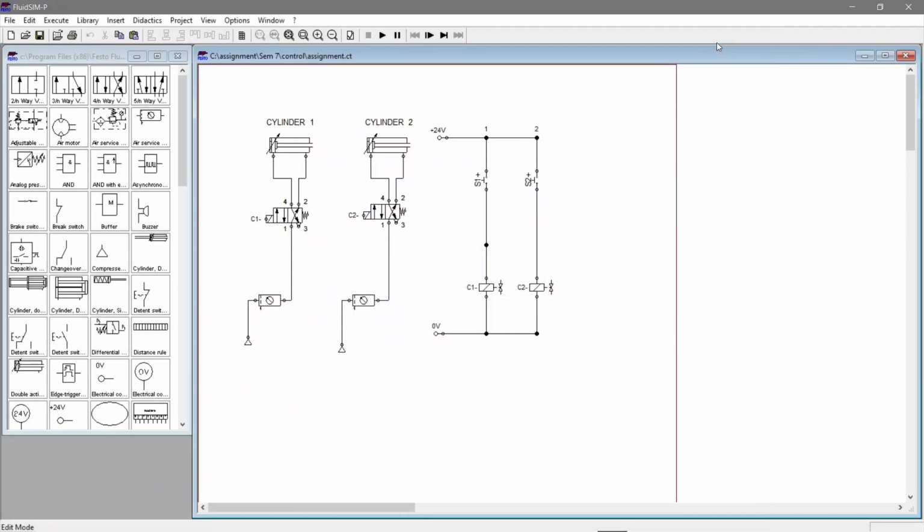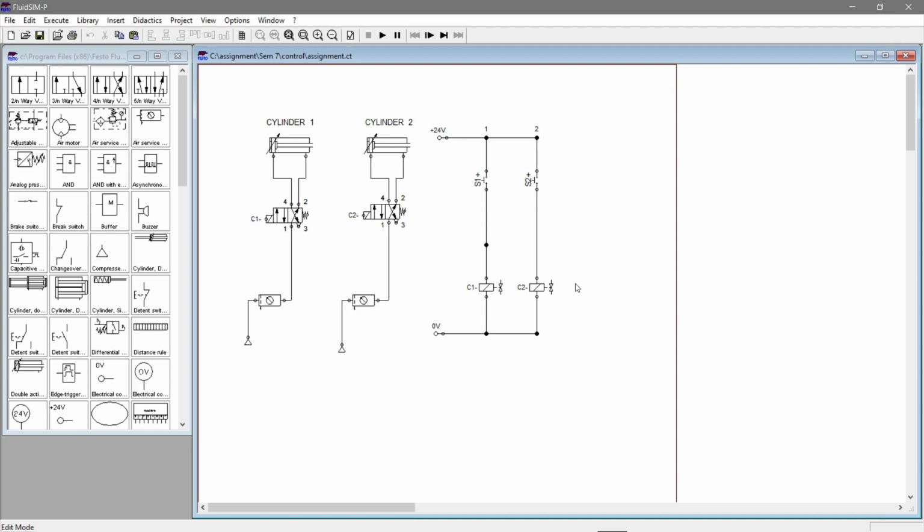Next, for the pneumatic simulation, first off we need to draw the pneumatic diagram. The first two items are the double acting cylinder, 5/2 way valve, air service, and operating pressure. This is the wiring diagram for the pneumatic cylinder.